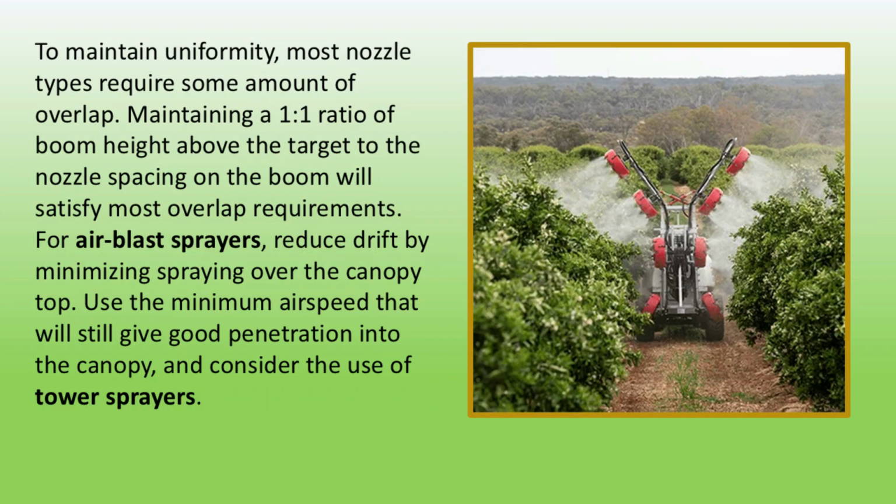To maintain uniformity, most nozzle types require some amount of overlap. Maintaining a 1-to-1 ratio of boom height above the target to the nozzle spacing on the boom will satisfy most overlap requirements. For air blasters, reduce drift by minimizing spraying over the canopy top. Use the minimum airspeed that will still give good penetration into the canopy and consider the use of tower sprayers.